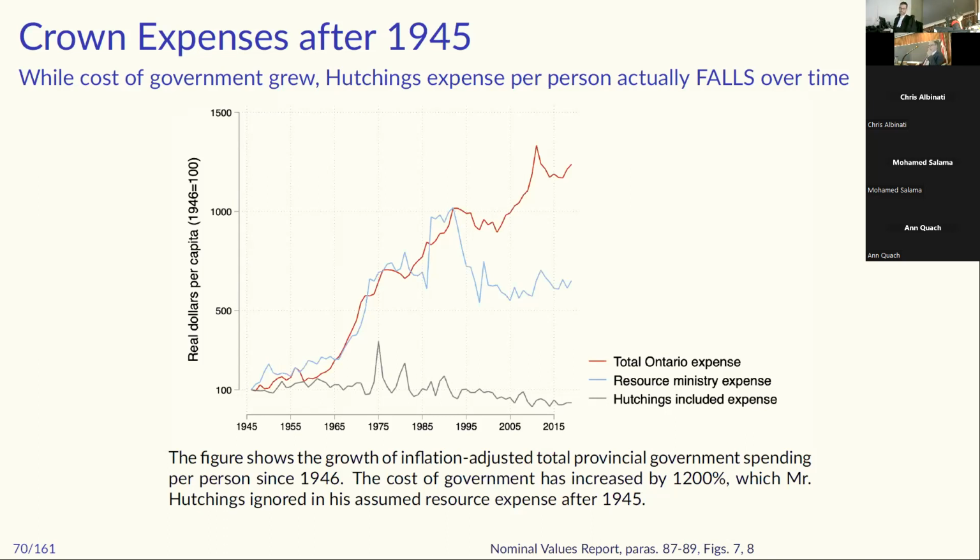Just for the record, on slide 70, what does the red line show? It shows total Ontario government expense. And what does the blue line show? The total expenses in the PAO of the resource ministries. And what does the black line show? Mr. Hutchings' own assumed included expense based on his 31.9% revenue share model.